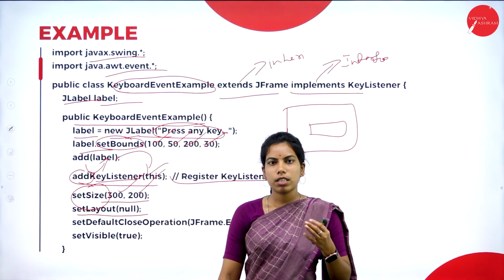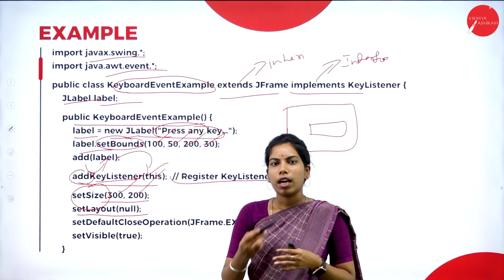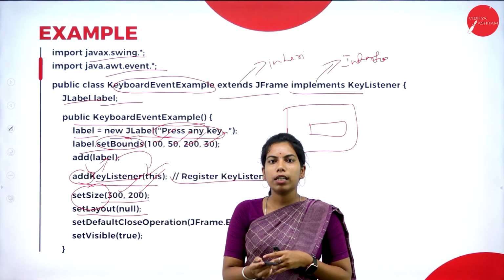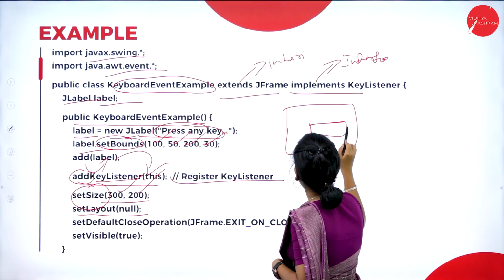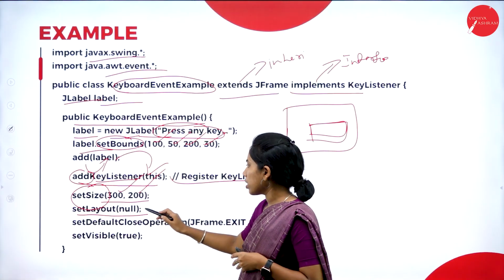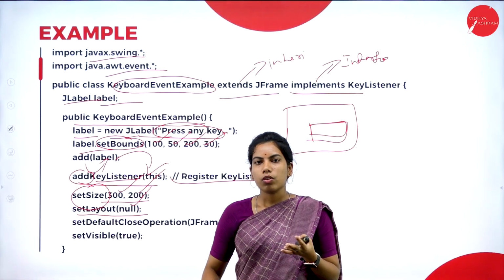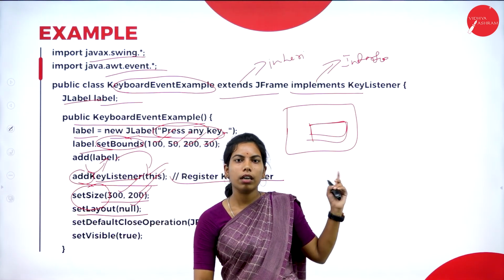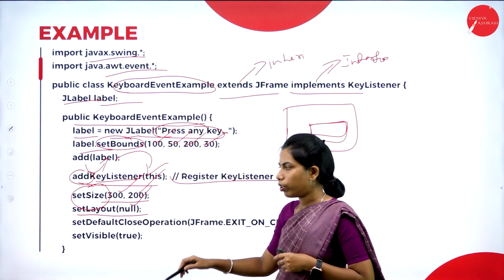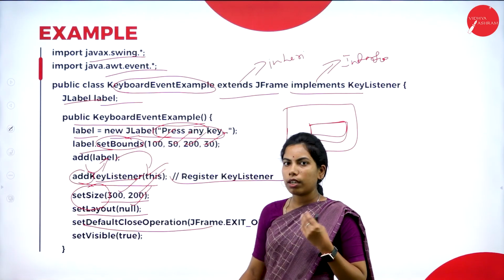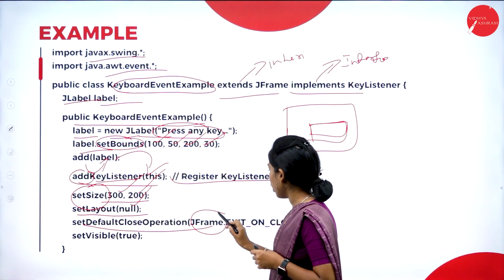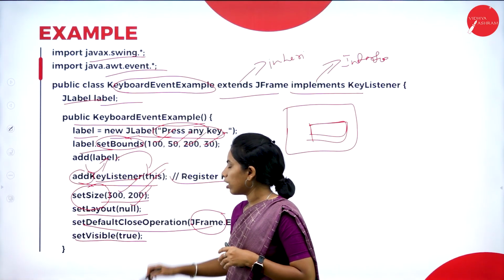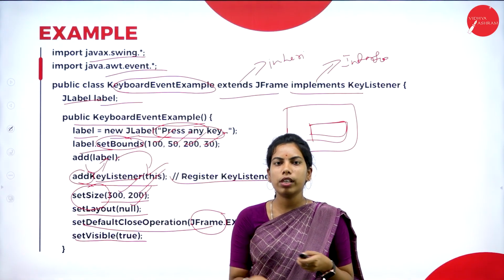setLayout is also a pre-built method. When we put this label within a frame, it manages at which dimension the label is placed. Null means nothing, so it will assign the label to the frame at any position by default. Also setDefaultCloseOperation for closing the window, using JFrame.EXIT_ON_CLOSE, which is the constant name. And lastly, setVisible has to be true, otherwise the window will not appear.